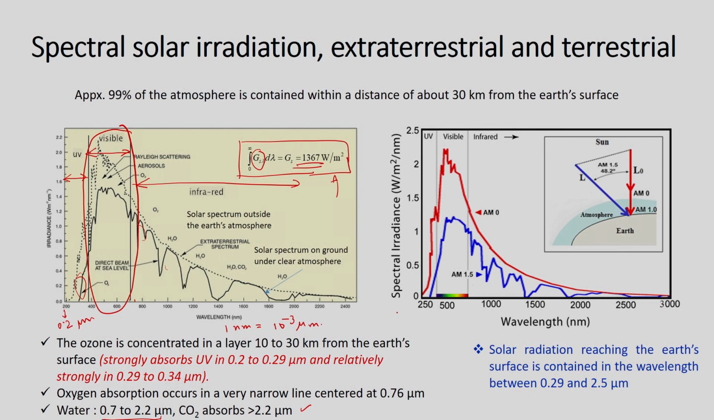This is also a similar curve. It shows spectral irradiance versus wavelength, with the UV wavelength range, the visible wavelength range, and the infrared wavelength range. We will learn what air mass is a couple of slides later, which is also very important. Finally, our concern is that solar radiation reaching the earth's surface is contained in the wavelength between 0.29 and 2.5 micron. This range is very important for us.